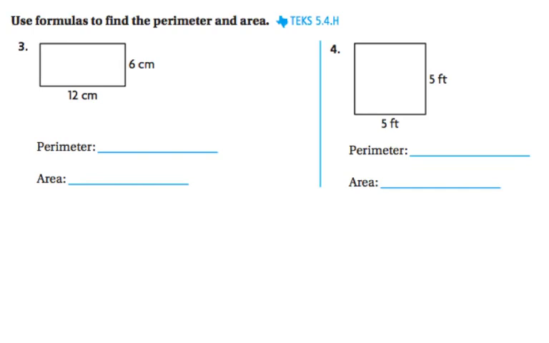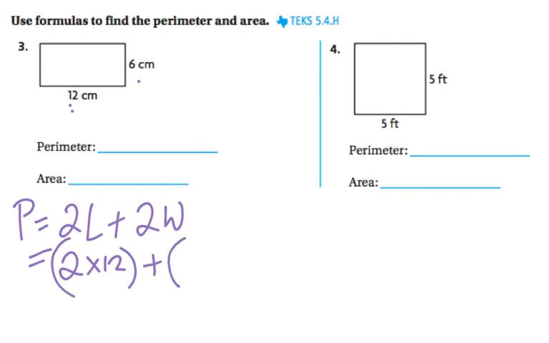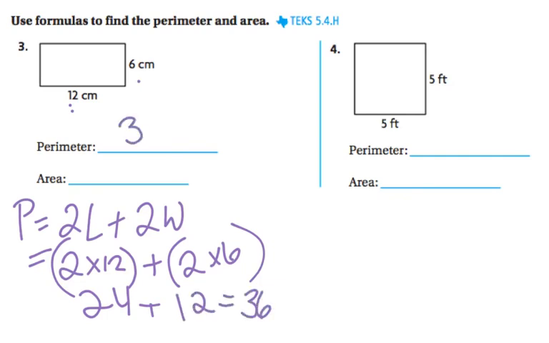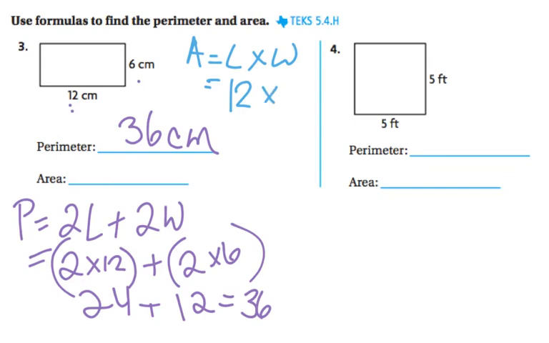So we're using formulas to find perimeter and area. Remember, our formula for perimeter is perimeter equals 2L plus 2W. I have 12 centimeters as my length and 6 centimeters as my width. So the perimeter would be 2 times 12 plus 2 times 6. 24 plus 12 would give us 36, so we'd have 36 centimeters. For area, our formula is area equals length times width. So we take 12 centimeters times 6 centimeters, which would be 72 centimeters squared, or 72 square centimeters. That's simply how we can use our equation.